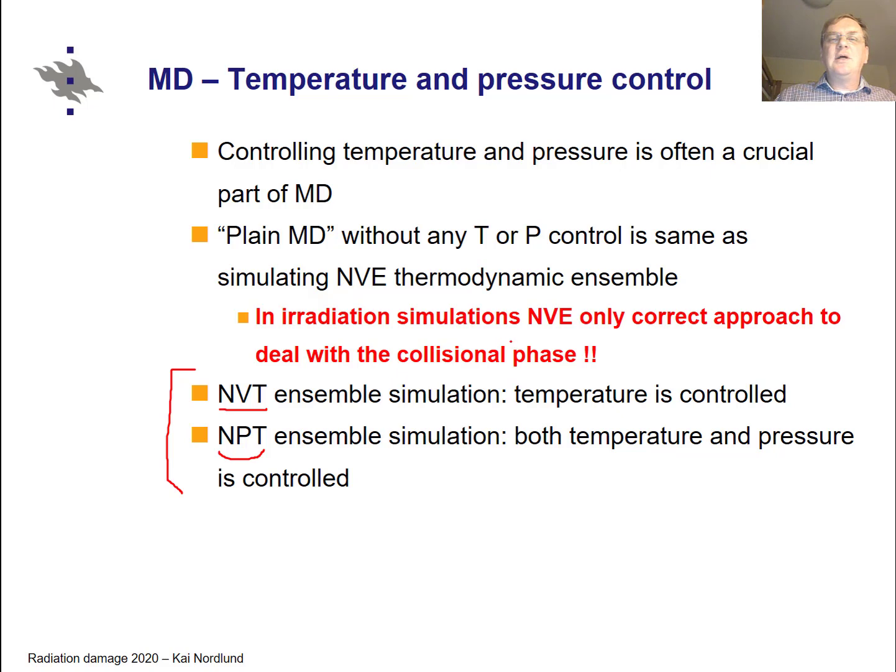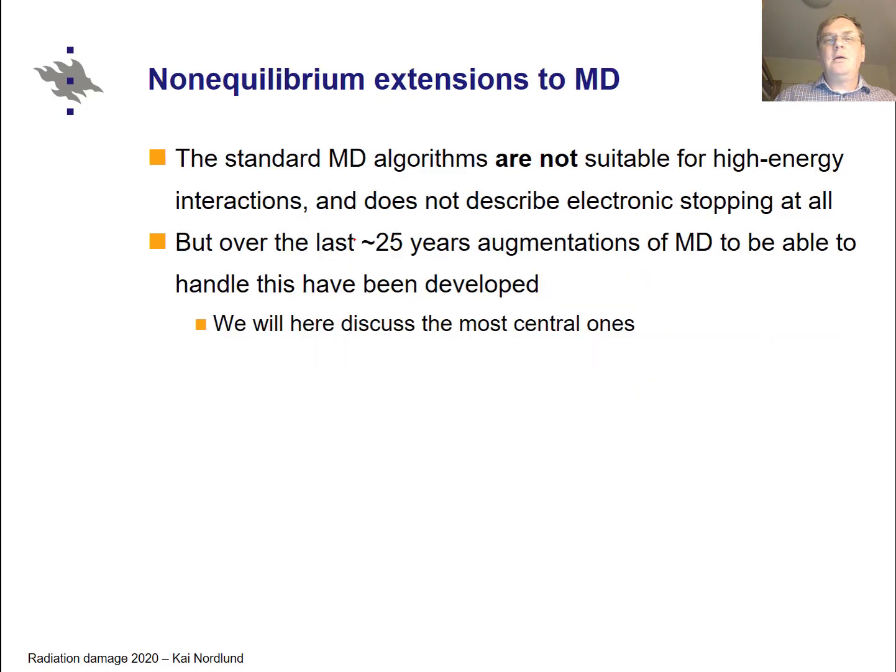And because of this, it's very important not to use either of these in the collisional phase of a radiation simulation. The only correct way to do it is to simulate the NVE ensemble, which simply means that you don't do any temperature or pressure control. You just use the core MD algorithm and nothing else. So that's the first thing to keep in mind for radiation MD.